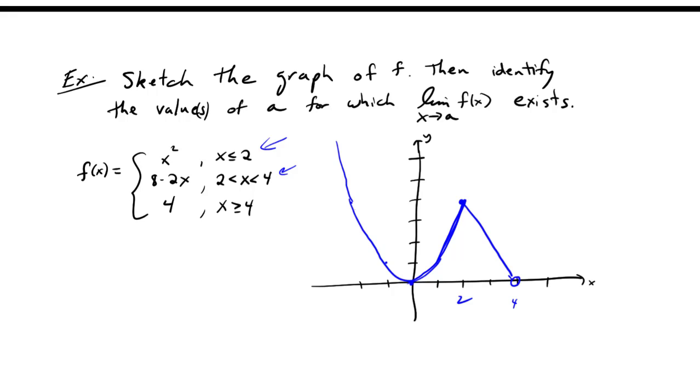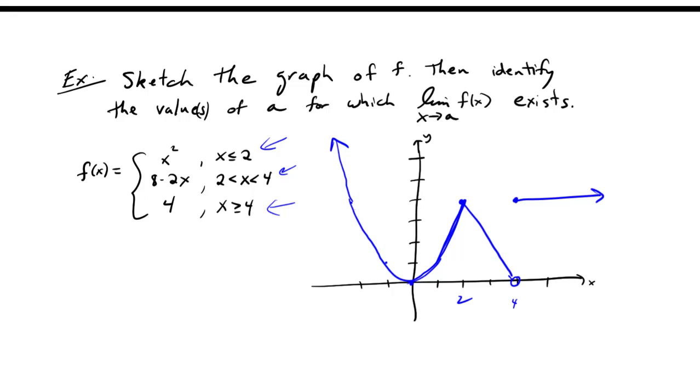Like that. All right, and then when x is greater than or equal to 4, I'm stuck at the value 4. So when x is 4, I'm at the value 4, and then it's always 4 forever, and it was always going backwards there from that. So that's the graph of this function.